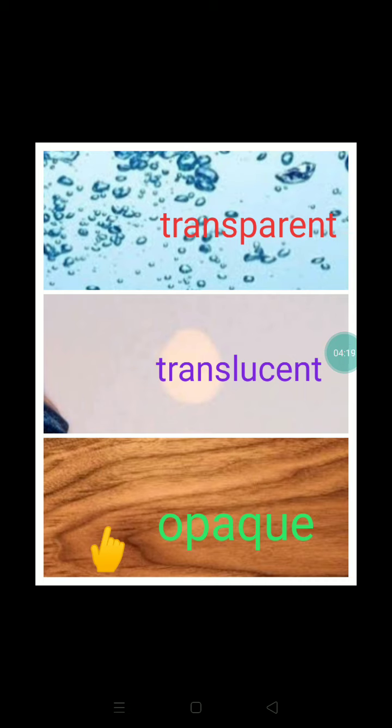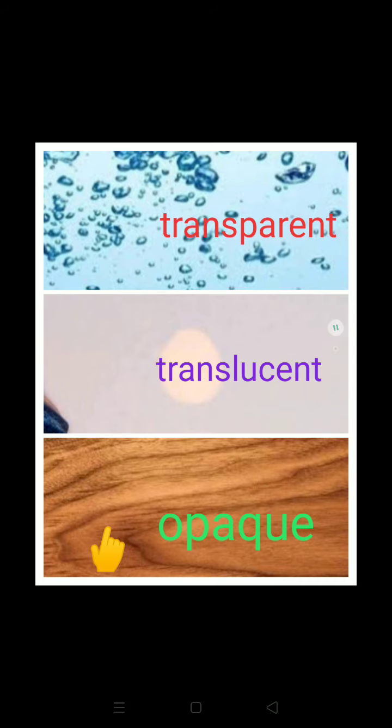Okay, once again, mediums are classified into three types: transparent, translucent, opaque. Students, what is transparent medium? It's a medium through which the light propagates easily. And what about the translucent? It's a medium through which the light propagates partially. And opaque medium is the medium through which the light cannot propagate. Okay, clear?